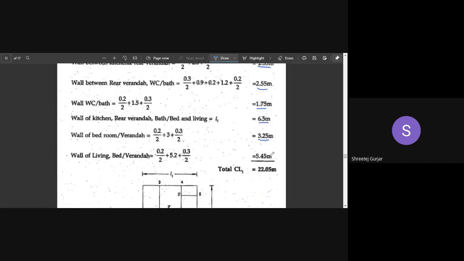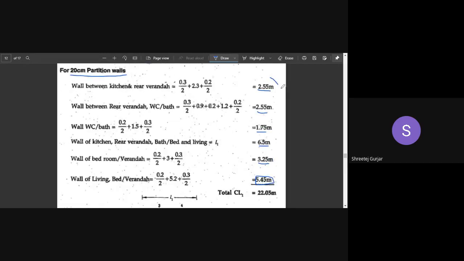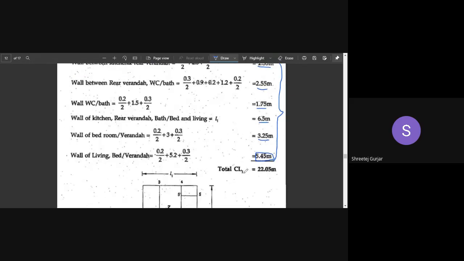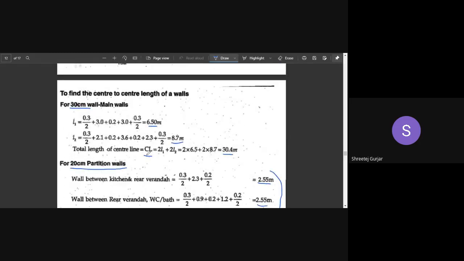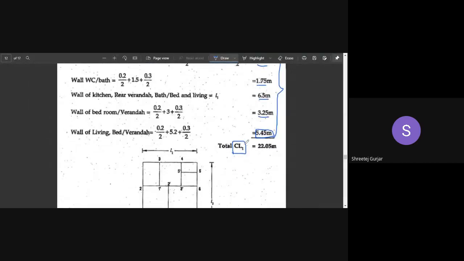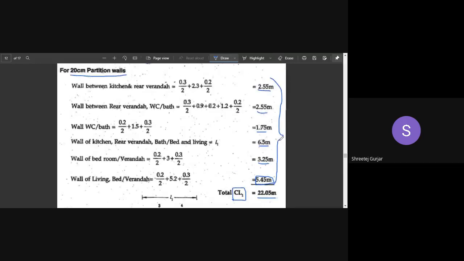That distance was 5.45, right? That wall length was 5.45, and adding up all of this, my total center line length of the 20 centimeter wall is what I have mentioned as CL1. CL is for the 30 centimeter wall, and CL1 is for the total center line length of the 20 centimeter wall, which is 22.05 meters.